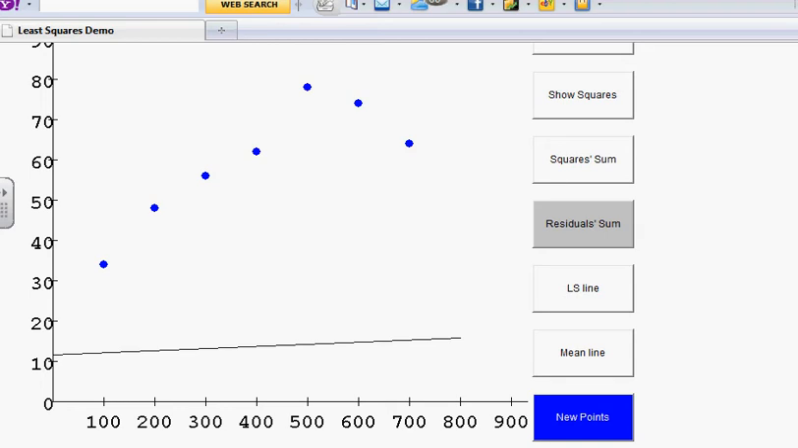So you might want to write these down as I call them out. I see the third one as 300, 58. The fourth one I see as 400, 61. The fifth one I see as 500, 80. Close enough. 600, 75. And 700, 65. And these are kind of approximates there because I don't think in this little applet I can actually get the point values.